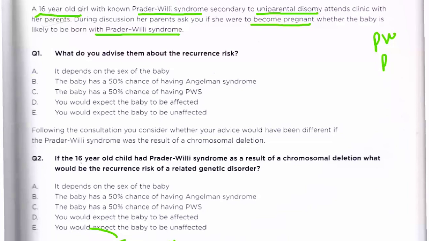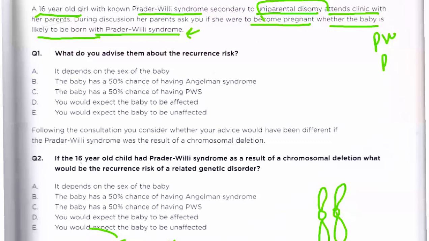Okay. What do you advise them about the risk factors? They are saying this is a case of uniparental disomy. She is a 16-year-old girl, a known case of Prader-Willi syndrome secondary to uniparental disomy, who attends the clinic. During discussion, her parents ask you, if she were to become pregnant, whether the baby is likely to be born with Prader-Willi or not? Okay, will that be Prader-Willi or not?